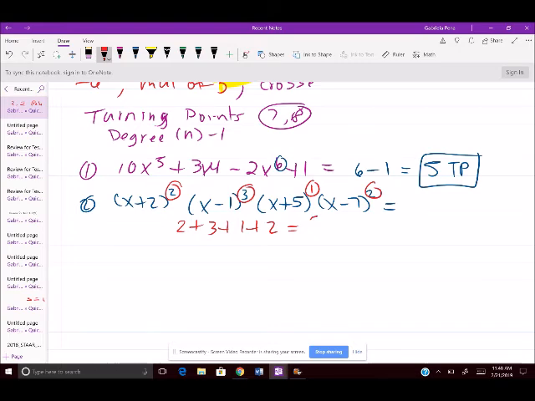Wait, 6, 7, 8, 9, 8. It's 8, guys. Yep, it's 8. We subtract 1 and we find out my turning points is 7. So make sure you subtract the 1.